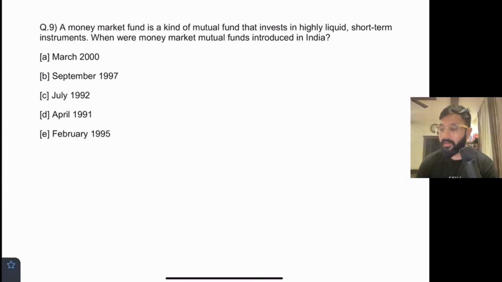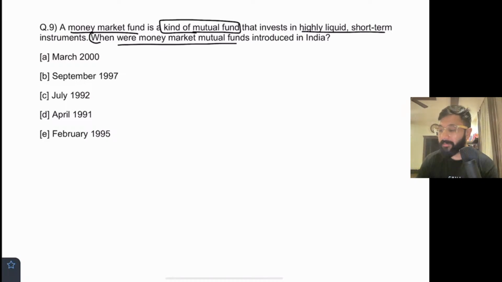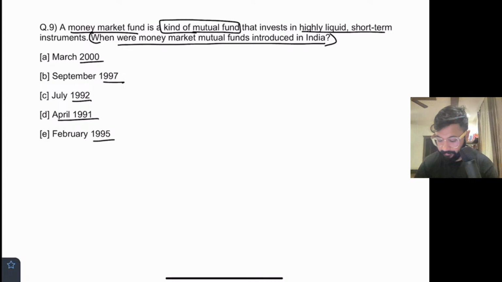Question number 9. A money market fund is a kind of mutual fund that invests in highly liquid short-term instruments. When were money market mutual funds introduced in India? A factual question is in front of you. The options: 2000, 1997, 1992, 1991, 1995.